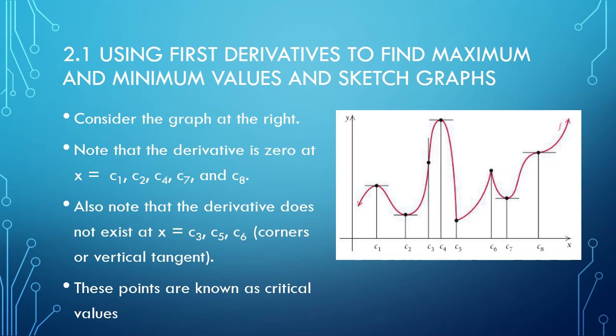Those points are called critical values. And the reason for that is you will notice at those points, things are happening with the graph. Things are changing with the graph. At most of those points, the graph is changing direction. It's going from increasing to decreasing or decreasing to increasing.